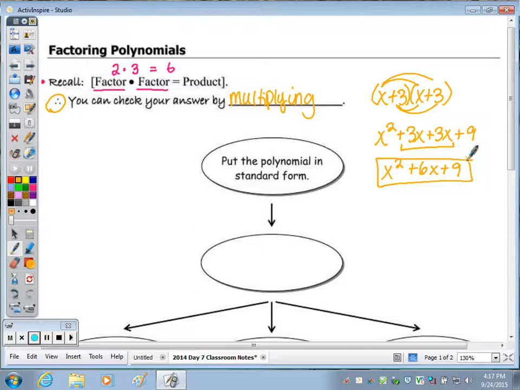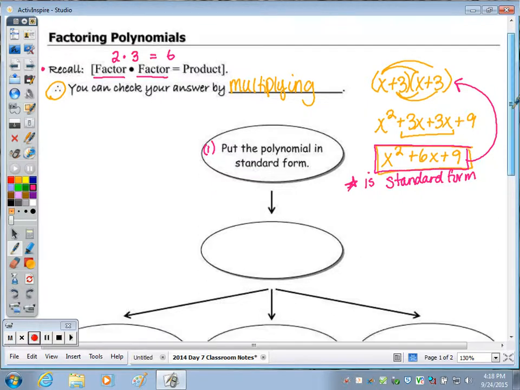as a final answer. So what we're going to do today in factoring is start with this product and make our way back to the given factors. What multiplies to give us the trinomial x squared plus 6x plus 9? At the top of our diagram here, our flow chart, I have step number 1, which is to put the polynomial in standard form. It's typically given in standard form, but if it's not, you want to do that, which is highest to lowest exponent. This expression is in standard form.